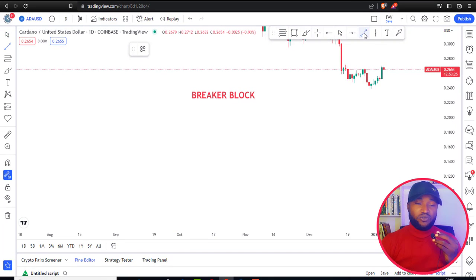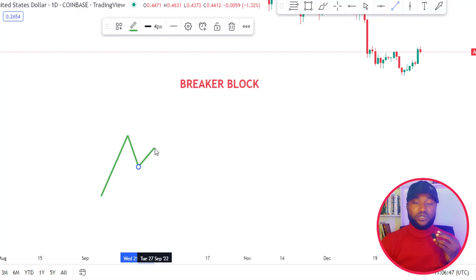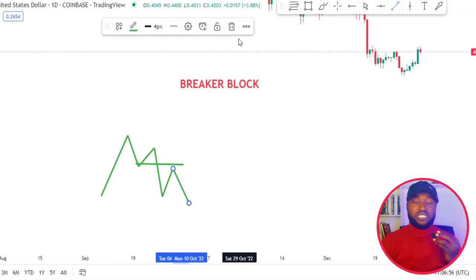If you pick your drawing tool, if you have a mitigation block, remember we said that a mitigation block is mostly a failure swing that comes like this, and we have a failure swing and we come back and retest that level, this level, and probably hit this level to come back again. So this is how a mitigation block is formed.